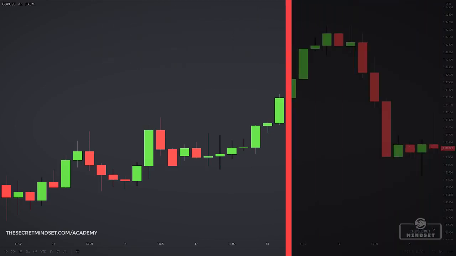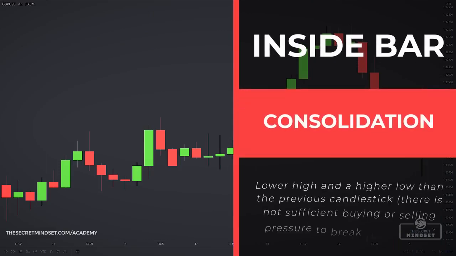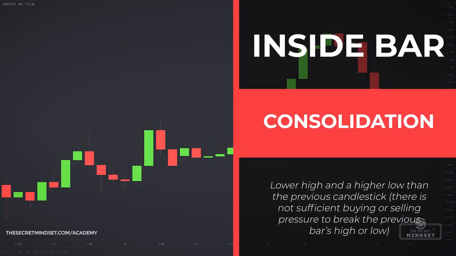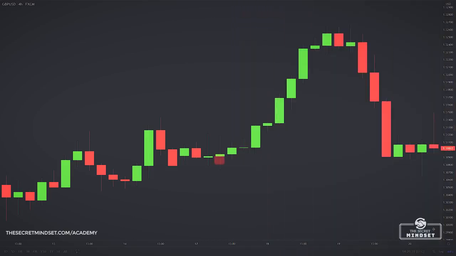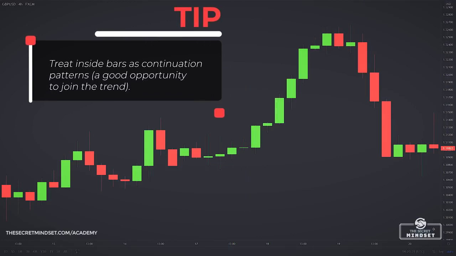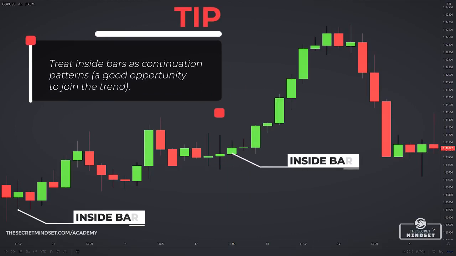For me, since the inside candle has a lower high and a higher low than the previous candlestick, this indicates consolidation. Bulls cannot manage to create a higher high, and at the same time, the bears fail to create a lower low. As such, there is not sufficient buying or selling pressure to break the previous bar high or low. When this candlestick pattern happens during an uptrend or a downtrend, it's probably better to see it as a continuation pattern, which offers a good opportunity to join the trend.